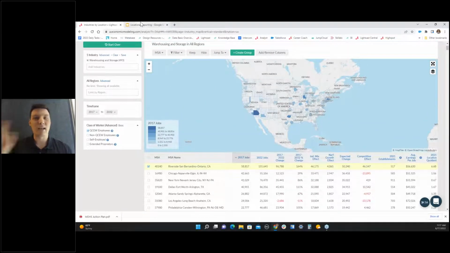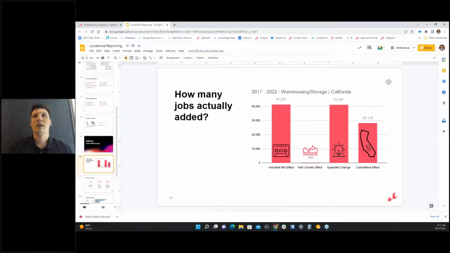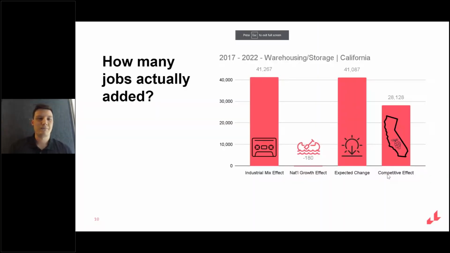And so with that, I'm going to hop back into my presentation, doing a lot of back and forth today, but it's good. And for this, go back into slideshow mode, we see that warehousing and storage is growing at a national level. So we can predict that will also grow in California at the regional level by 40,000 jobs. This is the industrial mix effect that I was talking about earlier. Also considering the US economy as a whole, warehousing wasn't expected to grow all that much in our region. There was no tied national growth effect. To reconcile these, we add the two. Warehousing is expected to gain 41,087 jobs in the expected change.